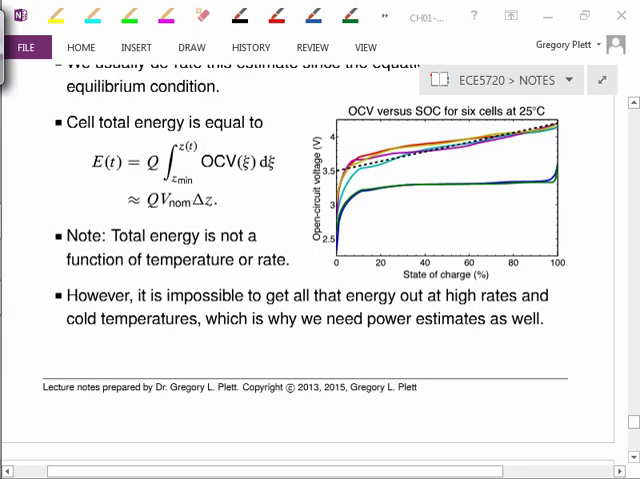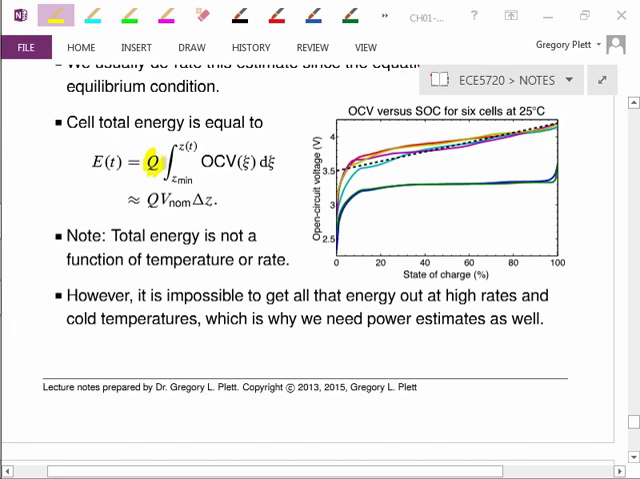Cell total energy. So that was power, this is energy. And energy is power integrated over time, if you will. So the units are volts times amps times time, or volts times amp hours. Oh, wait a minute, amp hours or amp seconds, I know about those. That's the capacity.